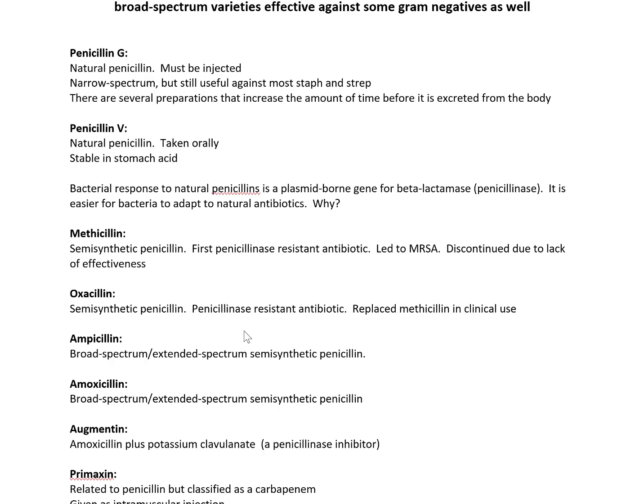Now, the question here is, bacterial response to natural penicillins is a plasmid-borne gene for beta-lactamase. Penicillinase and beta-lactamase are two names for the same thing. And the fact that this gene is carried on a plasmid means that evolution can happen in an organism's lifetime because of conjugation, one of the examples of horizontal gene transfer that we covered before.